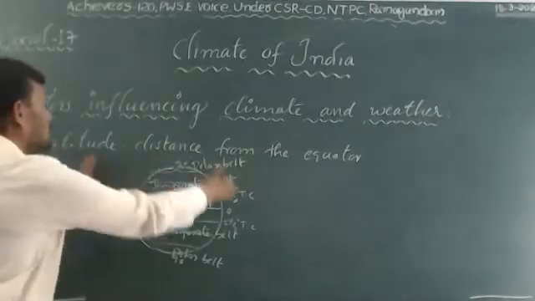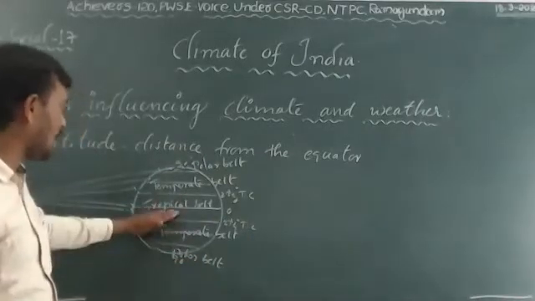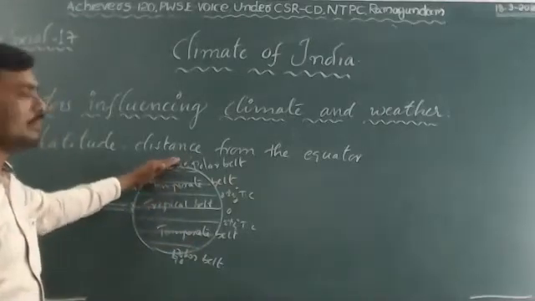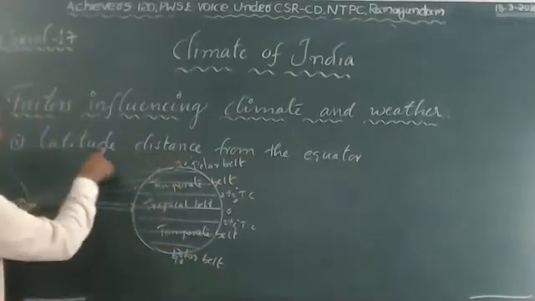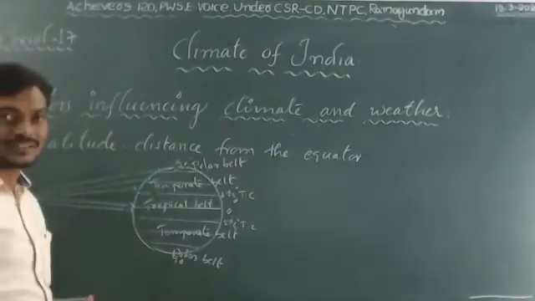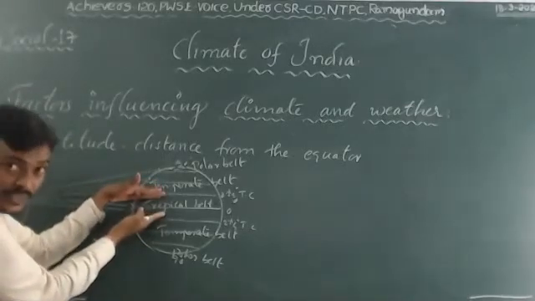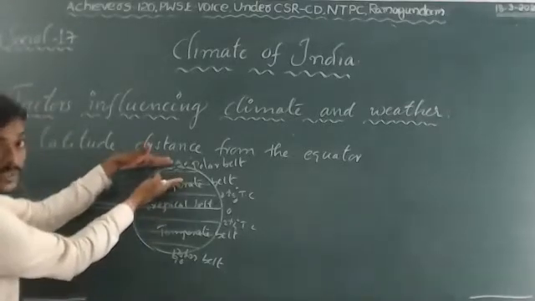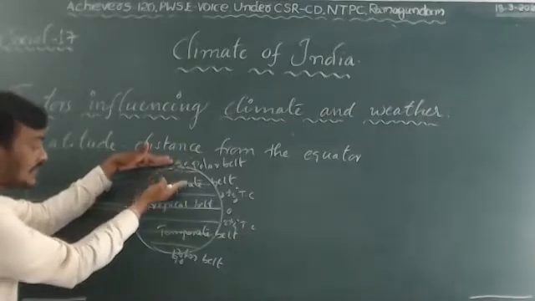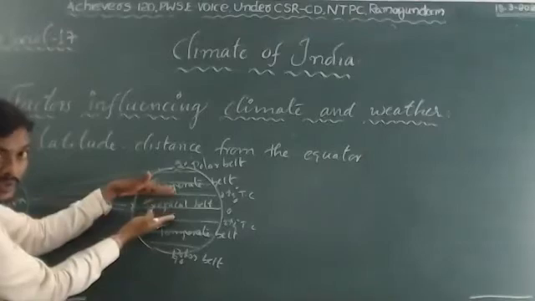So based on the temperature received, the Earth can be divided into three zones: tropical, temperate, and polar belts. Here, latitude is one of the factors influencing climate and weather. The lower latitudes receive a higher amount of temperature than the upper latitudes. Lower latitudes means the latitudes nearby the equator.